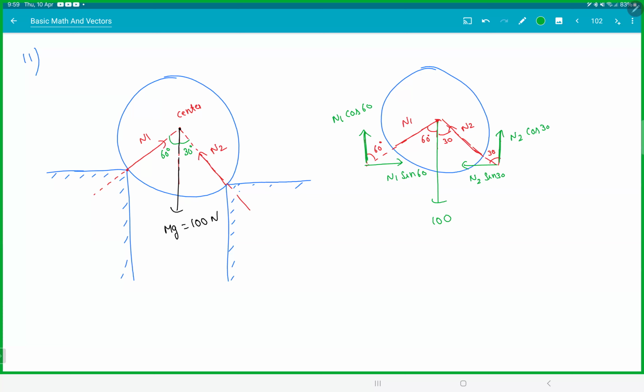Can you tell me who is balancing the weight? This guy and this guy, isn't it? The two vertical components are balancing the weight. So N1 cos 60 plus N2 cos 30 is 100. And horizontally, this guy and this guy are cancelling out. Are you getting the theme by now? Every question, the story is still the same. You divide them into components. Horizontals will cancel, verticals will balance the weight. N1 sin 60 is N2 sin 30.